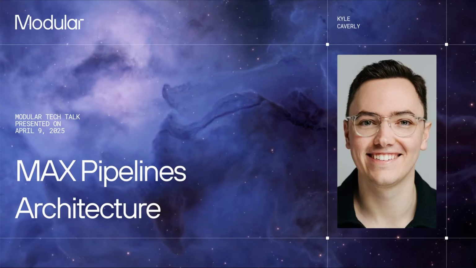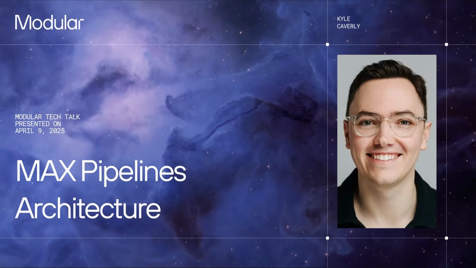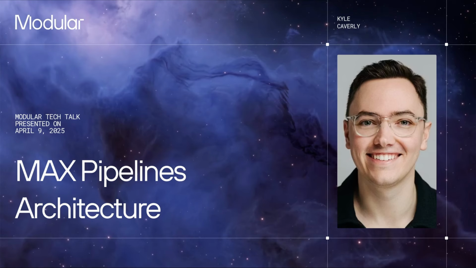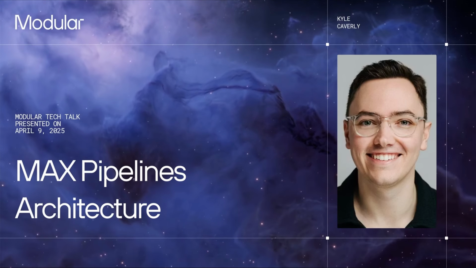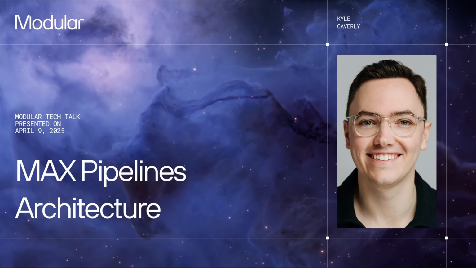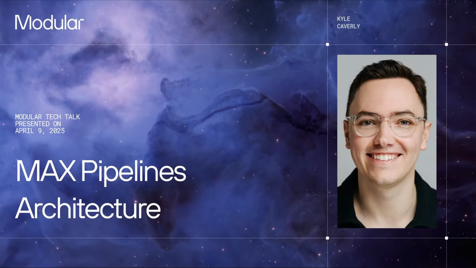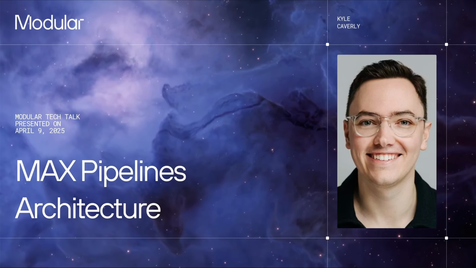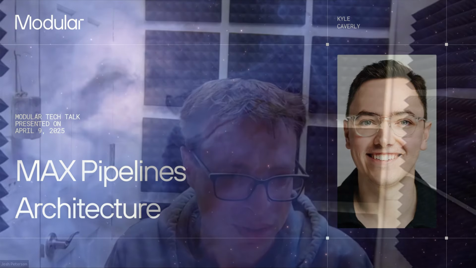Modular Tech Talks is an exclusive series featuring internal presentations from our engineering team, explaining the inner workings of the modular technology stack. In this edition, Caverly gives a tour of the Max Pipelines architecture, covering its major interfaces and how they enable the modular team to rapidly bring up state-of-the-art models with high-performance features like KV cache optimization and speculative decoding. This is our third in the series of Modular Tech Stack bottom to top talks.